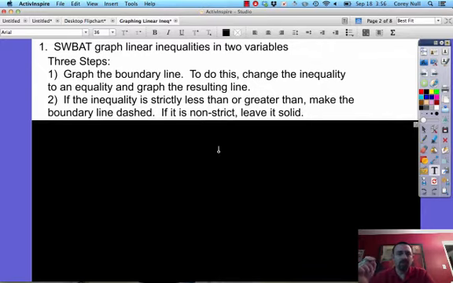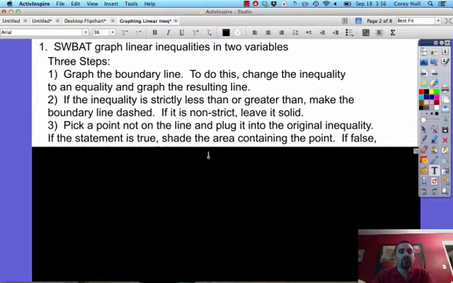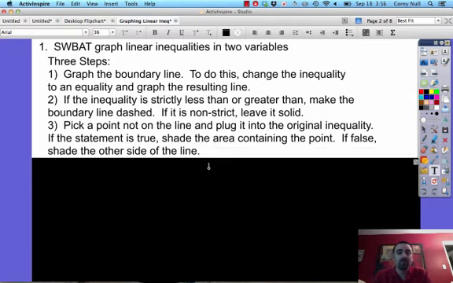So this is where a pencil is going to come in super handy. You're going to draw your line with a pencil, and when you're done, you look at the original inequality. If it's an inequality without the line underneath, you erase little parts of the line to make it a dashed line. If it's non-strict, that is to say it could be equal to, then we leave it as a plain old solid line. The third thing we do is pick a point not on the line and plug it into the original inequality. If the statement is true, we shade the area containing the point. If the statement is false, we shade the other side of the line. The shaded area ends up being our solution set.